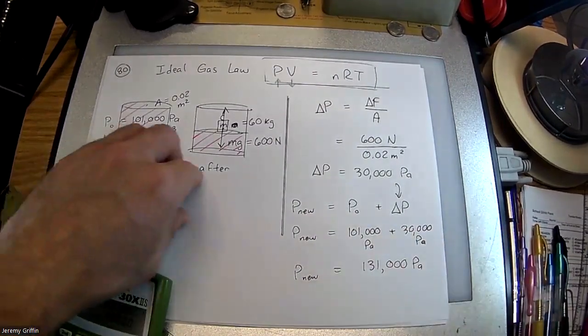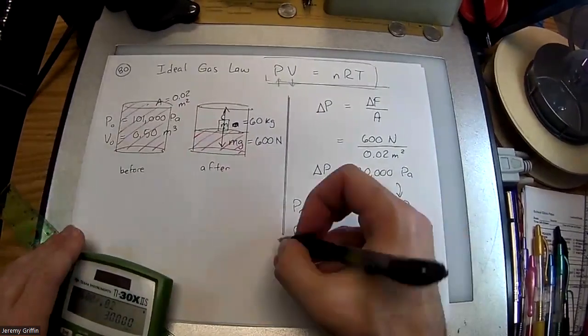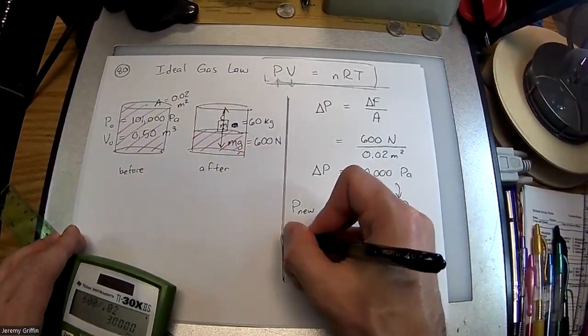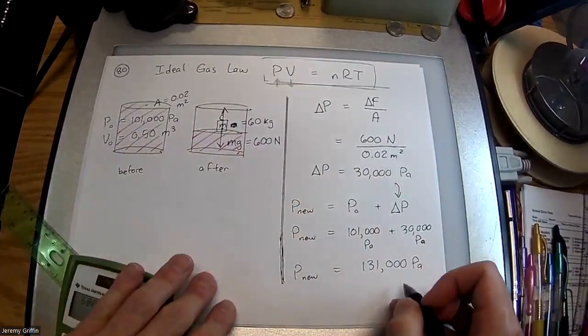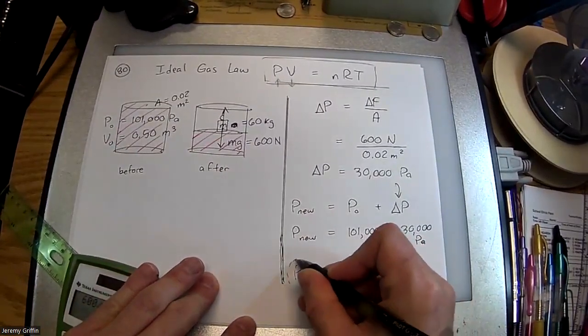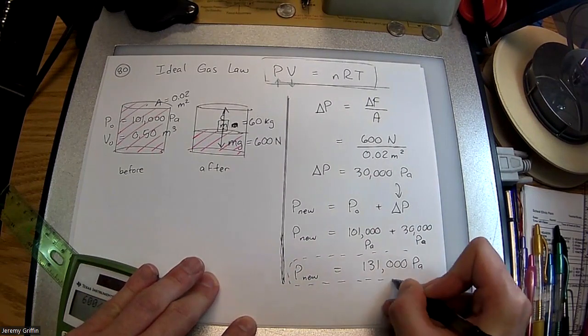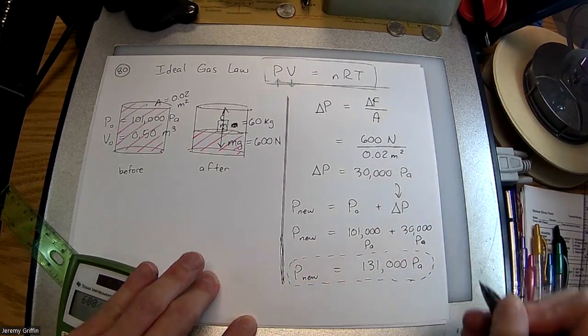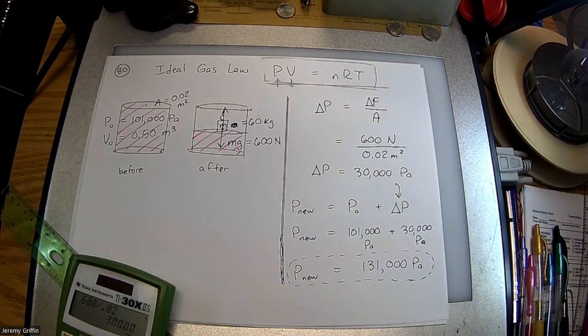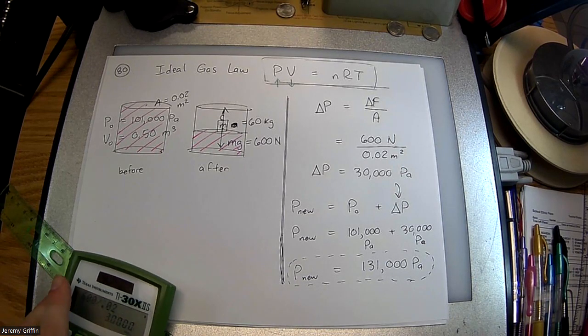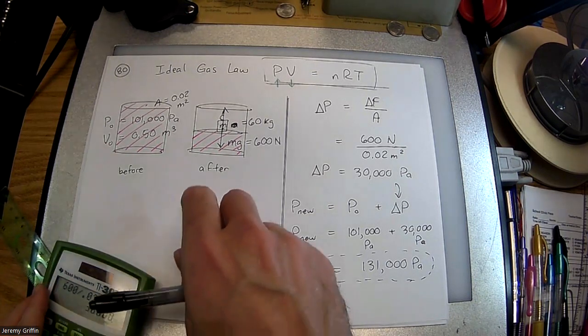So that fly flying around feels this new pressure inside that chamber. Hold on to that number. We're not quite at the answer yet, but that's an important milestone. We just figured out what the new pressure is inside that chamber.